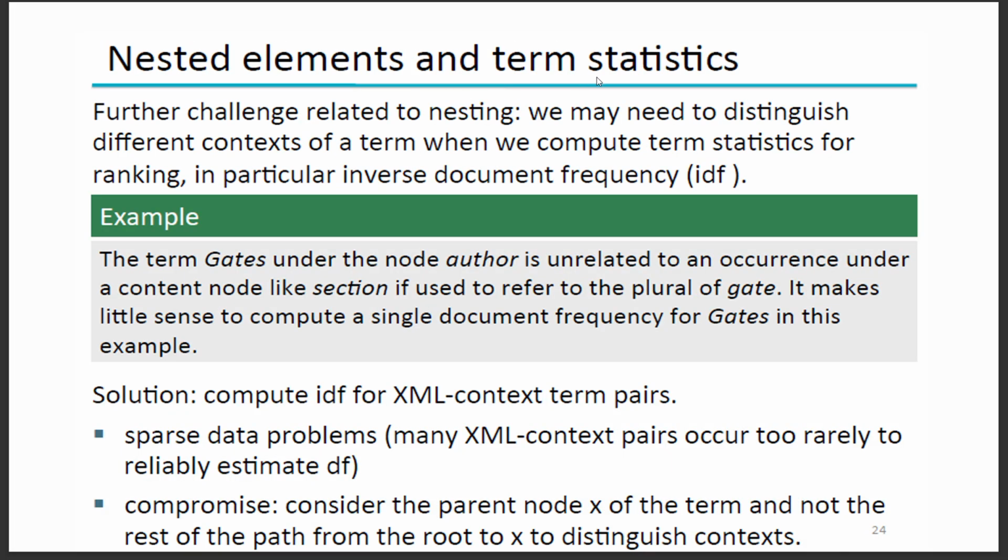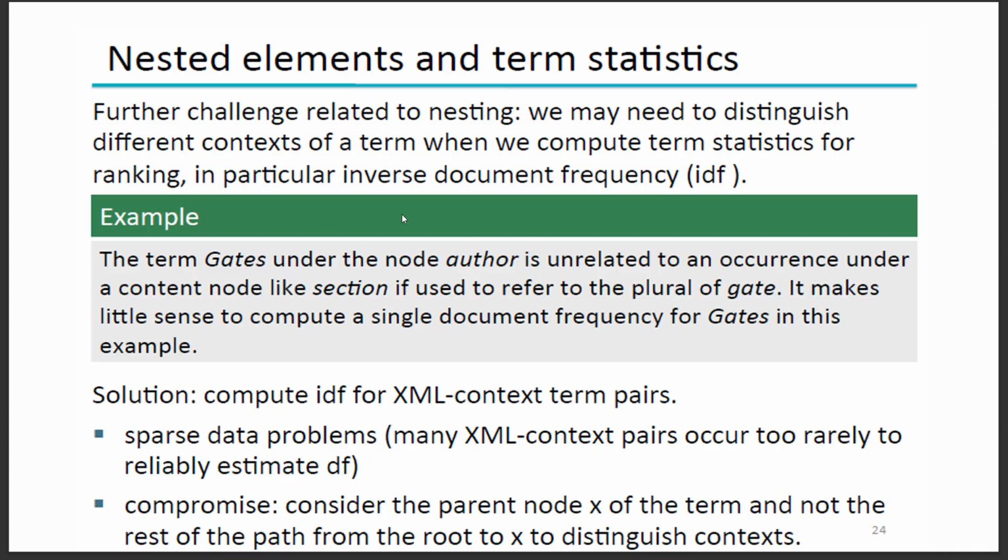Now, nested elements and term statistics. A further challenge related to nesting: we may need to distinguish different contexts of a term when we compute term statistics for ranking, in particular inverse document frequency. Of course, when we are removing nested elements, we can't say whether all nested elements are irrelevant or not. So it is better to give the ranking first, using inverse document frequency.